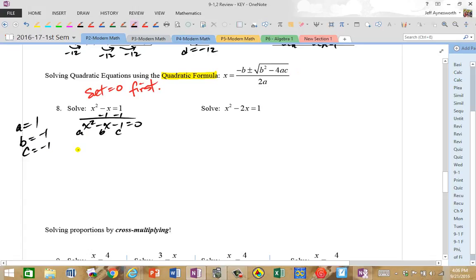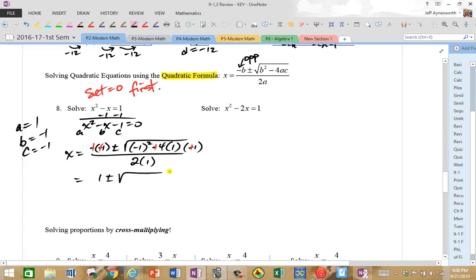I want to substitute them in the formula here. So x is equal to the opposite of negative 1, plus or minus the square root of b squared, negative 1 squared, minus 4 times a times c, divided by 2 times 1. Now I see double negatives here. So we get 1 plus or minus the square root of negative 1 times negative 1, which is 1, plus, not minus, 4 times 1 times 1, which is 4, all divided by 2. So this is equal to 1 plus or minus the square root of 5 divided by 2.